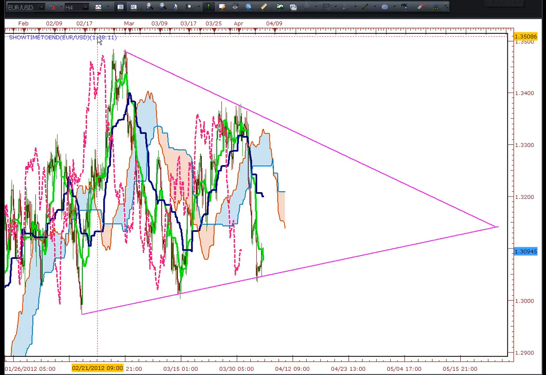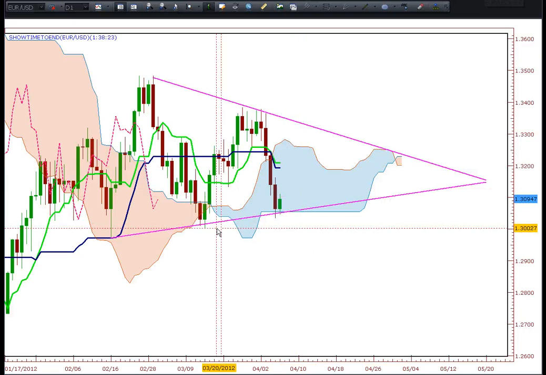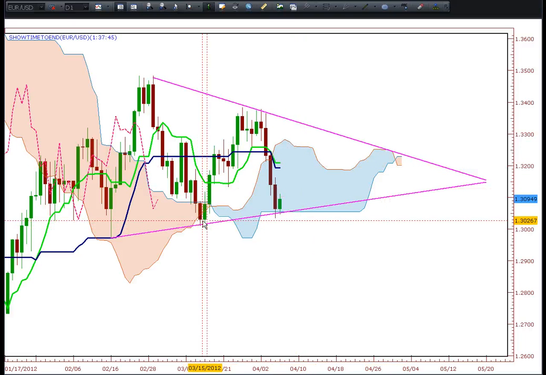Let's go back to the daily time frame so I can show you one more thing. Also, this low right here is the previous month's low. This is for March. This is the low of March.